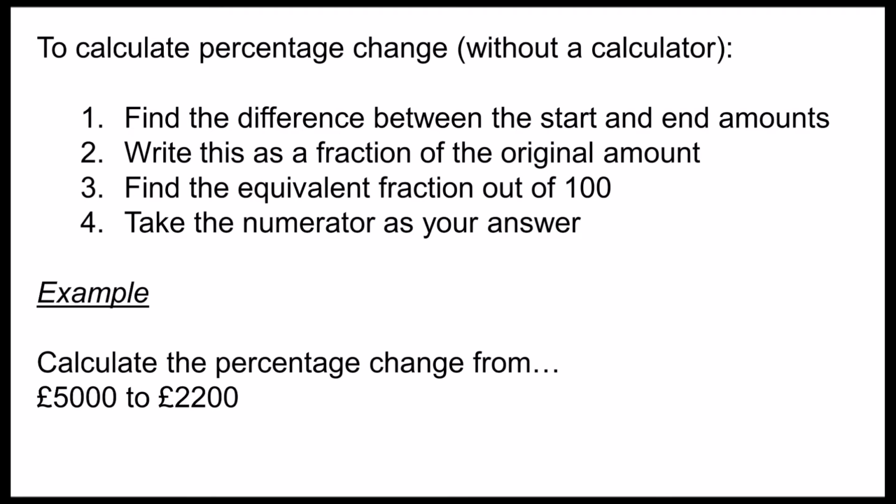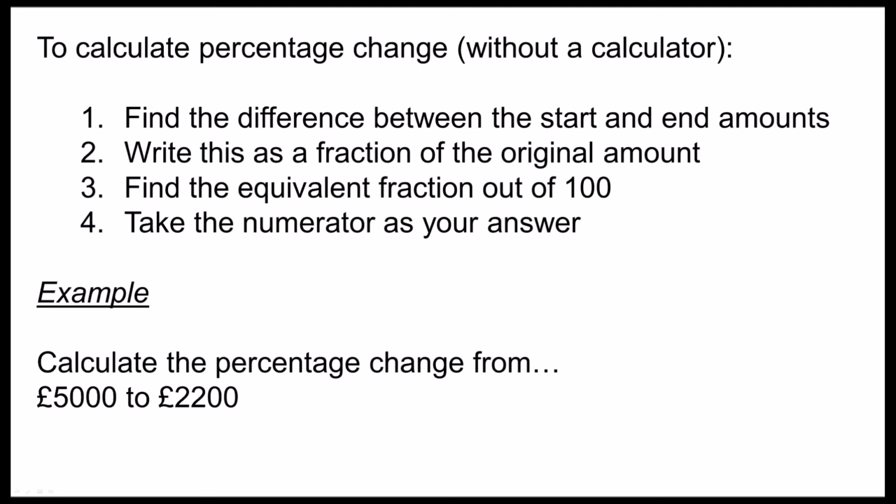Now we can of course work out a percentage change without a calculator. To do this, you start off exactly the same by finding the difference between the start and end amounts. You write this as a fraction of the original amount, and when you get to this point, you try and get that fraction as an equivalent fraction out of 100. And once you've done this, you take the numerator as your answer. Again, it's important you specify whether it's an increase or decrease. The example that we've got at the bottom here is the same example that we've just completed using our calculator. Let's see if we get the same answer.